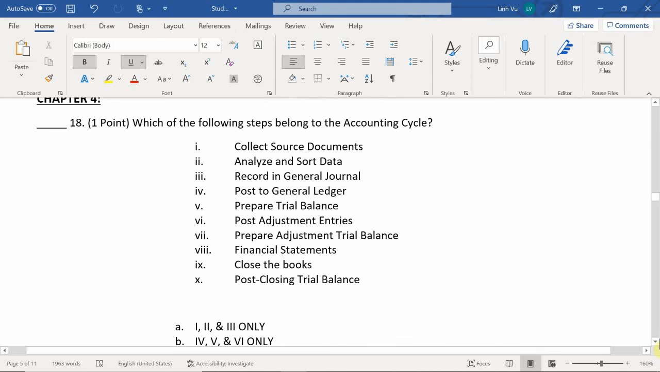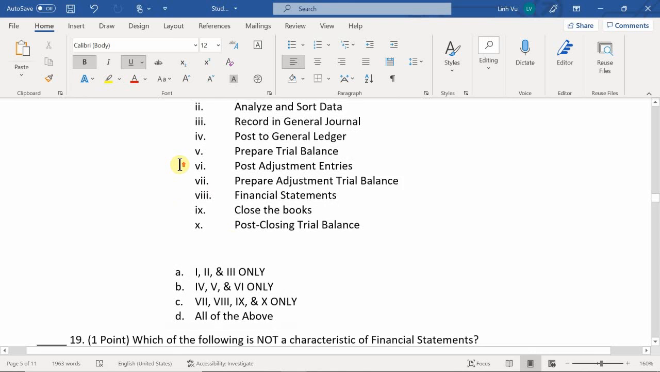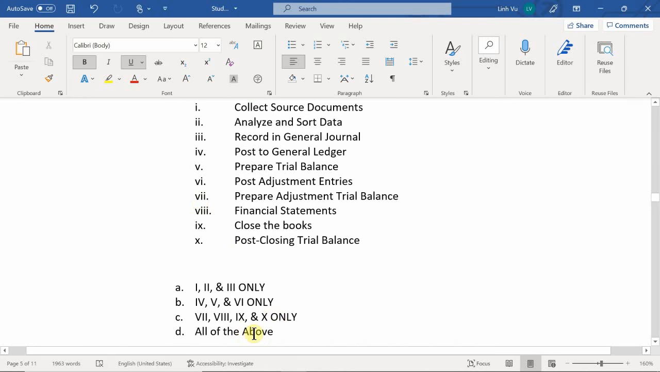Teacher, yes, I need explanation. For this, I need 7 steps, and this is a 10. That's transaction analysis. Transaction analysis is 7 steps. In this case, this is the accounting cycle. The accounting cycle has 10. Okay? So it's D, all of the above. Yeah, that's correct. It's all of them.